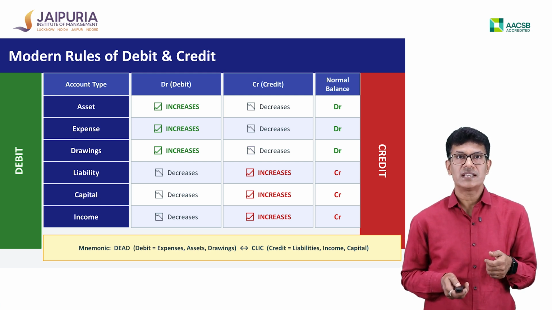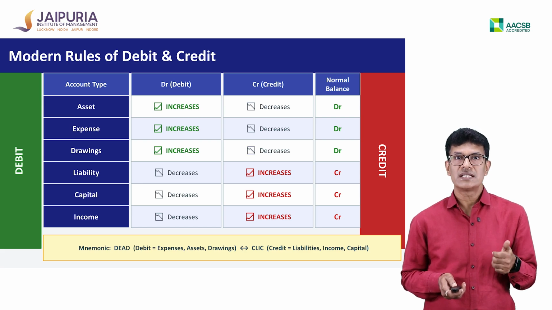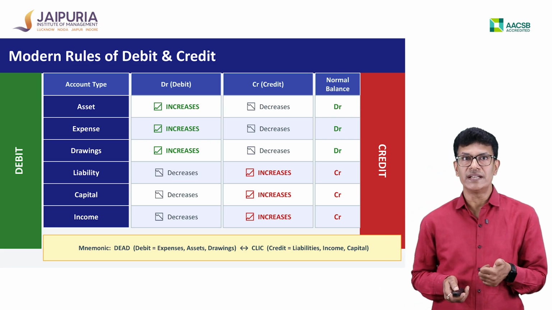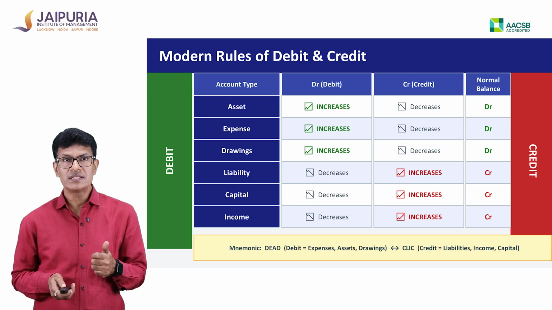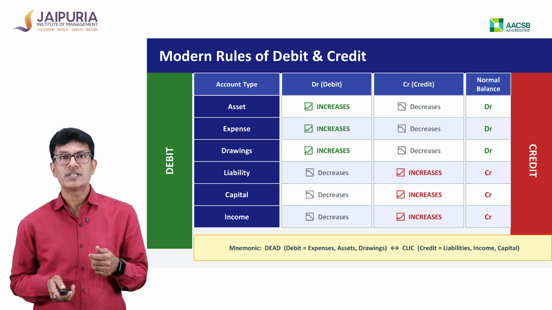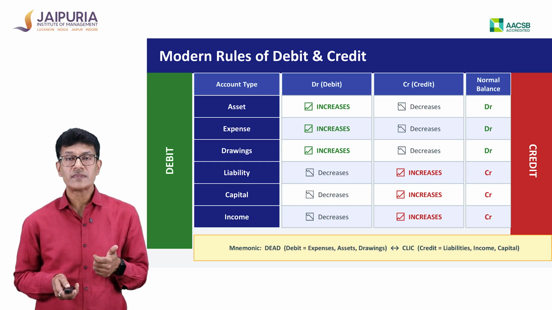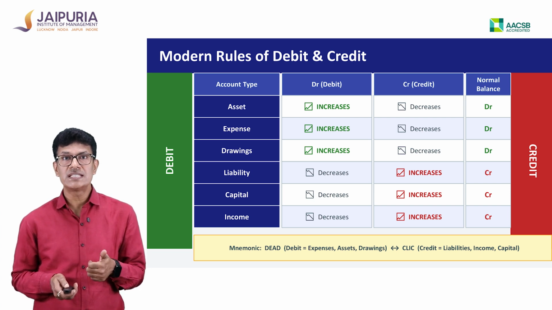Similarly, when we buy furniture, asset increases, debit, and similarly the other asset, cash, decreases, credit. Let's understand another account, drawings, which is the personal expense of the owner that he withdraws from the business. When drawings increase, it is like an expense, so debit. When they decrease, credit.